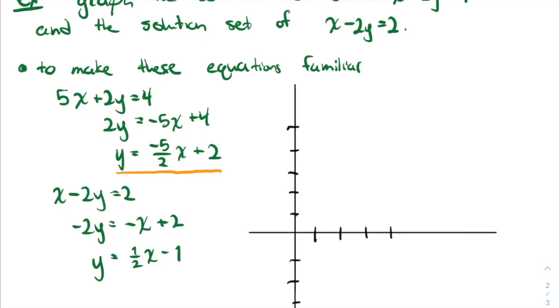Let's graph our first line. Its y-intercept is at 2. And its slope, it rises negative 5 as it runs 2. So it goes down 1, 2, 3, 4, 5, and over 1, 2. Our next line has y-intercept at negative 1, and it rises 1, and it goes over 1, 2, to have a slope of 1/2.